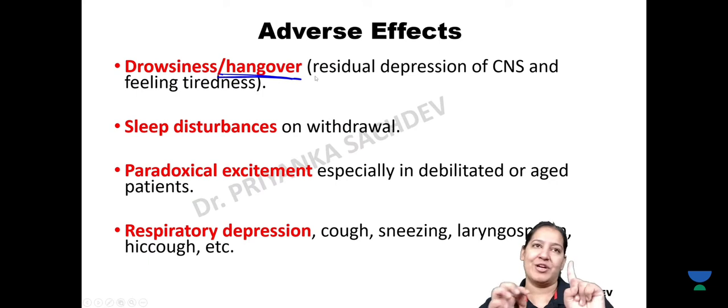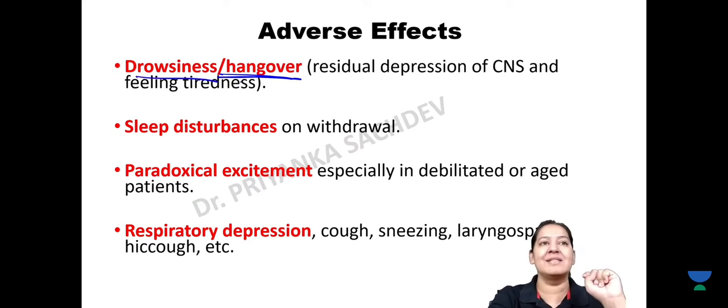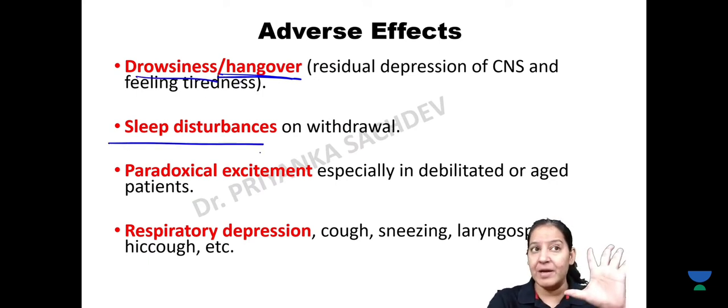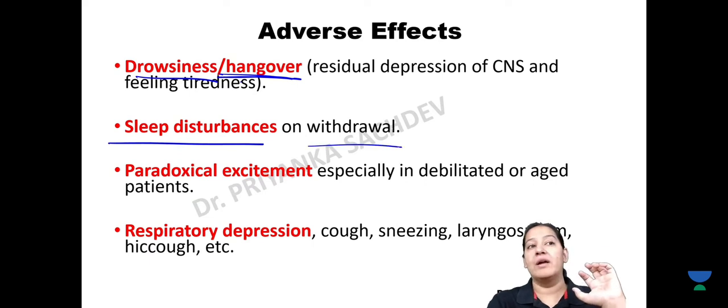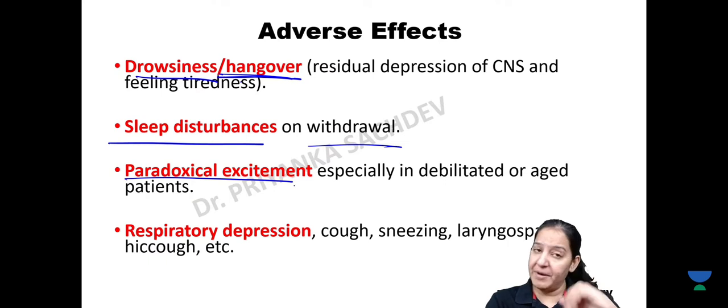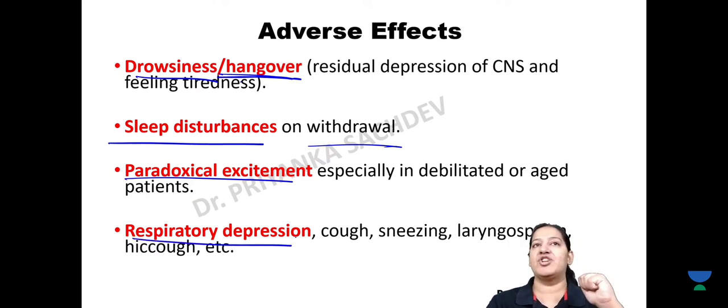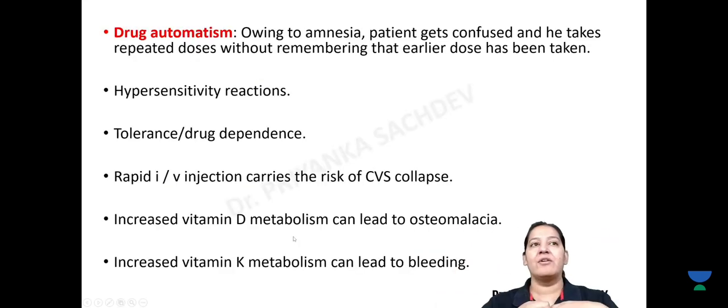Don't give barbiturate. So hangover is there, drowsiness is there, sleep architecture is disturbed, and sleep disturbance on withdrawal. Paradoxical excitement is there sometimes in aged patients. Excitement instead of depression. Respiratory depression is there. In high doses, respiratory depression can be there. The person can't do the respiration and can die. Give me a thumbs up. These are the adverse effects that can be there.